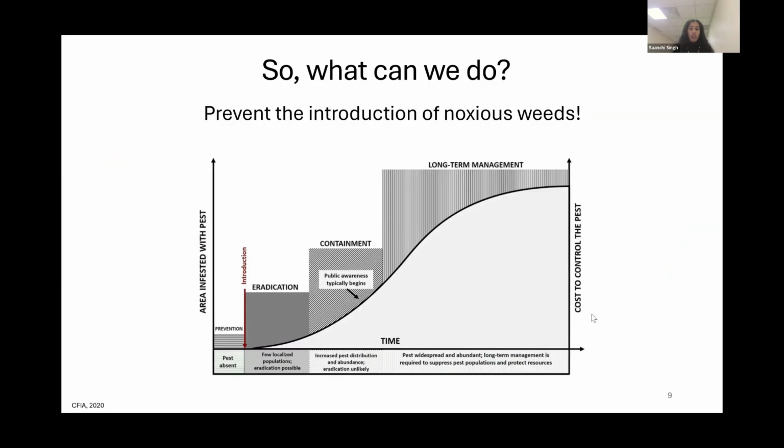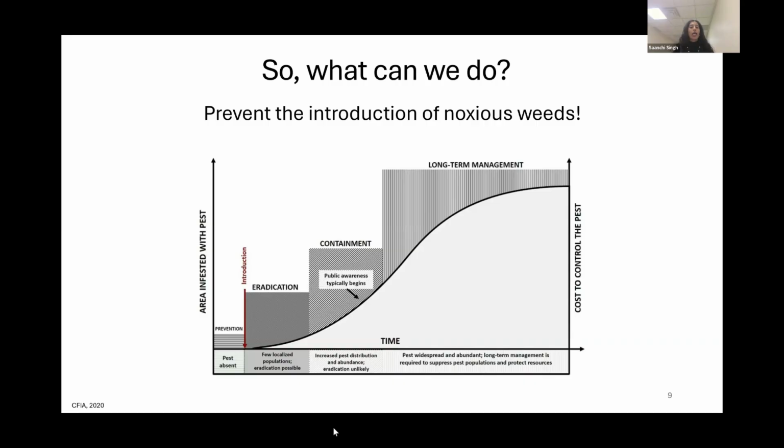So from this graph, we see that as time goes on, time seen on the x-axis, the area infested with weeds increases and the cost to control them also increases. And as time progresses, different strategies need to be implemented to control growing populations of weeds. But again, the most cost-effective strategy is to prevent their introduction into our agricultural systems to begin with. And since seeds are the primary way that invasives and noxious weeds travel long distances, especially through trade routes, preventing the introduction of seeds is especially important.